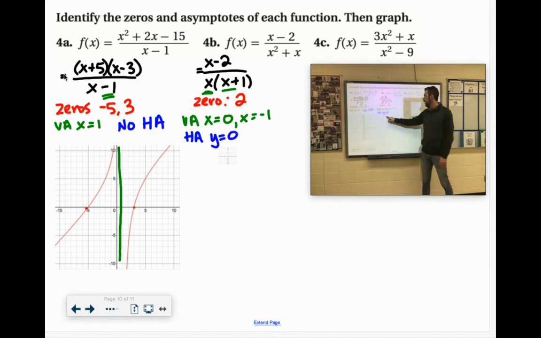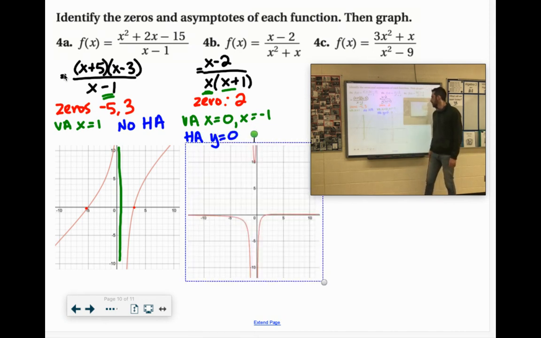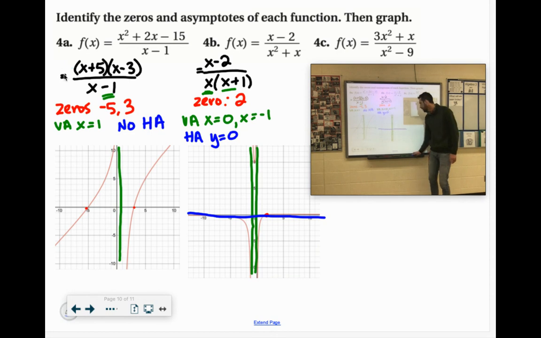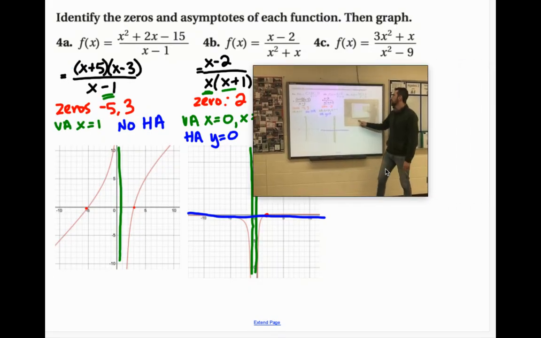So let's scope that graph. Okay, so our 0 is at positive 2. Our vertical asymptotes were at 0 and negative 1. That's an interesting looking graph. And then our horizontal asymptote was at that y equals 0.